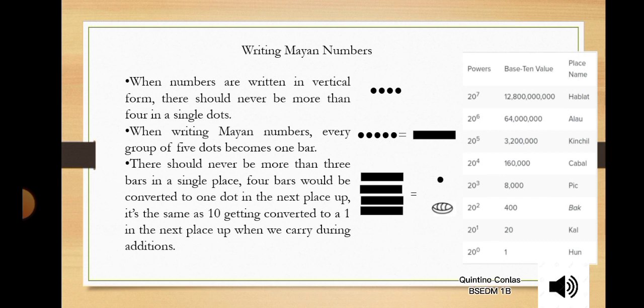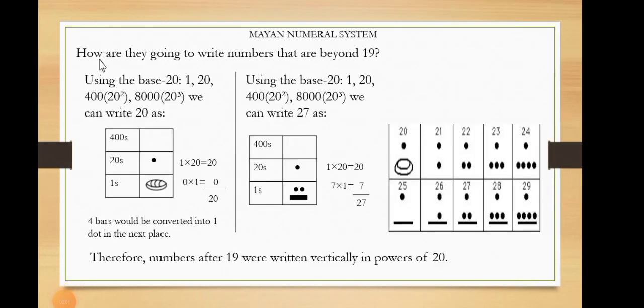Meaning to say, we can't have 4 bars in a single place because it will exceed 19, since the Mayan civilization only has 0 to 19 numbers. So how are they going to write numbers that are beyond 19? Using the base 20, we can write 20 as a dot in the 20's place and a conch shell in the ones place. Since we cannot put 4 bars here to represent 20, because again, 4 bars would be converted into 1 dot in the next place.